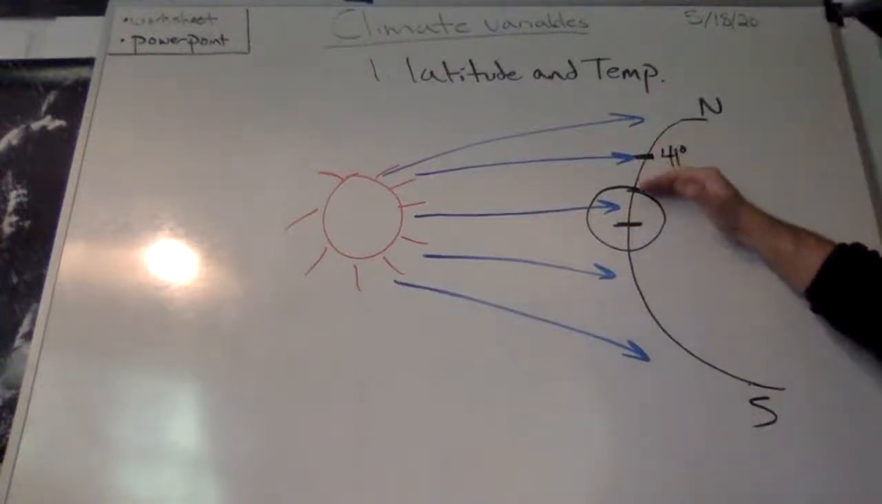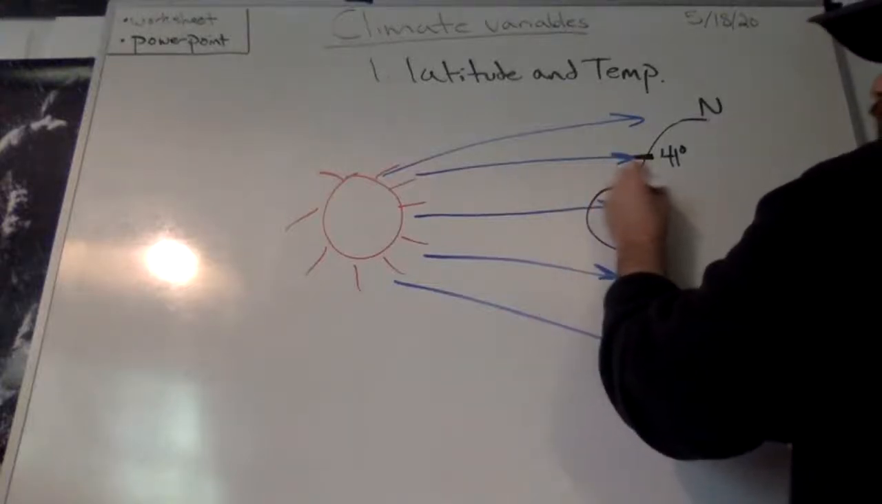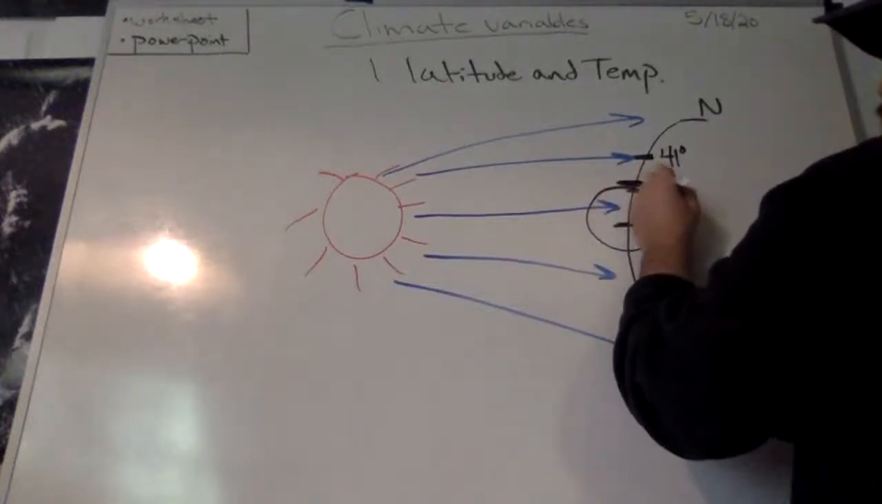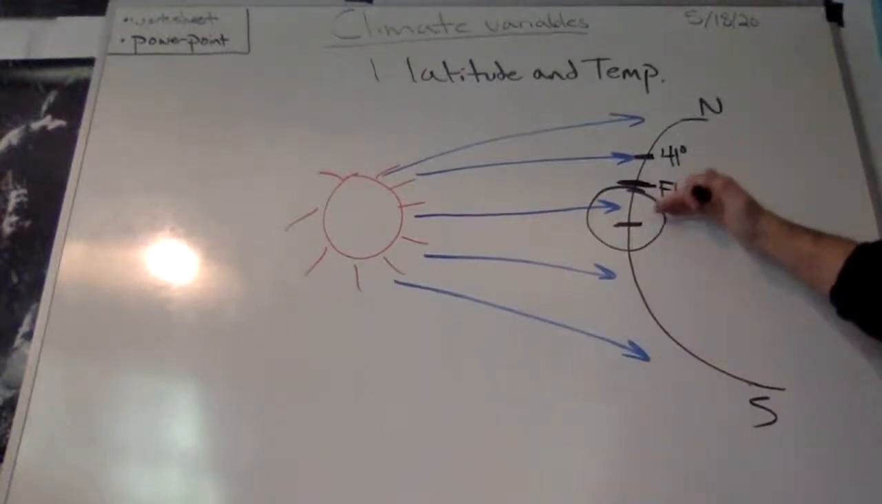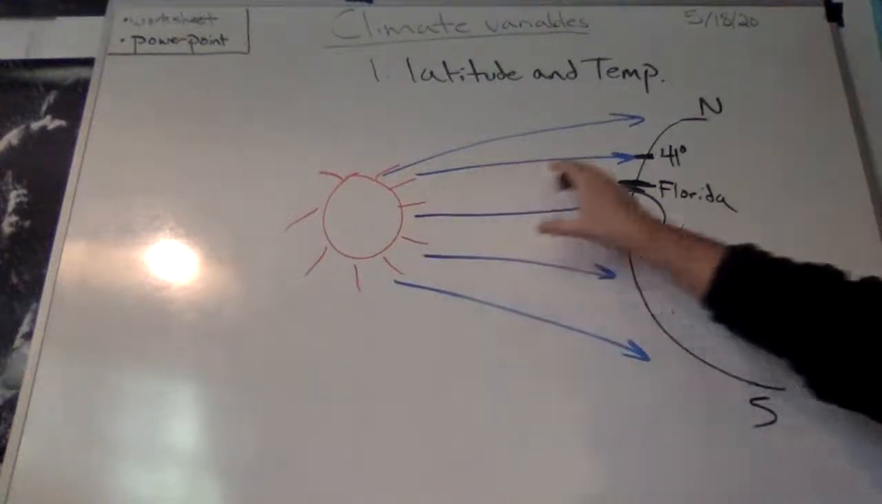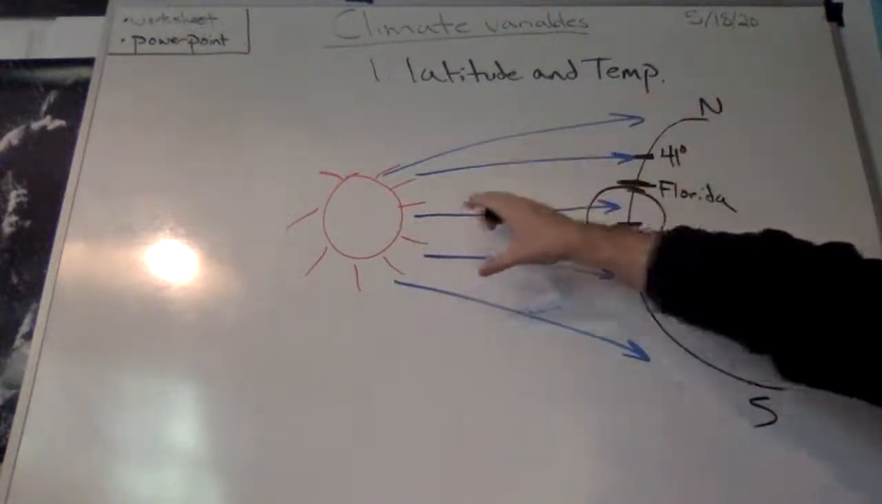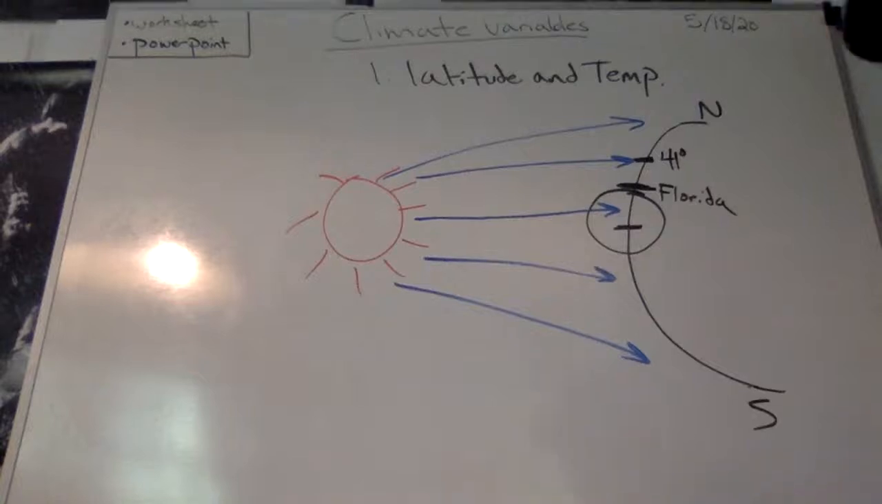The closer down we get, if we lived over here, this could be Florida. Since Florida is closer to the equator, it's going to be a lot warmer. The reason behind that has to do with the angle that sunlight is hitting us. More direct sunlight, you're going to have a warmer environment, a warmer climate. So that's the first part.